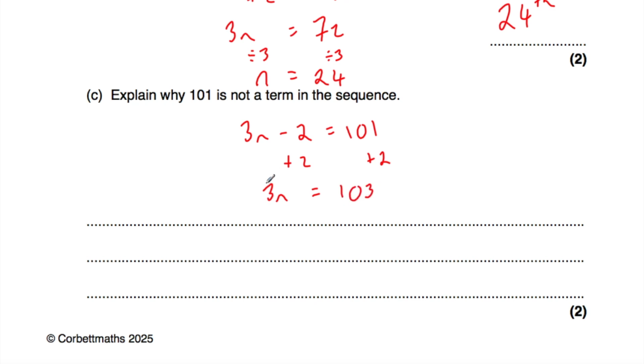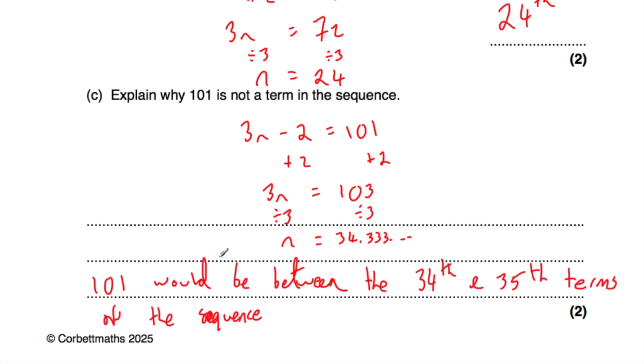Now we want to get rid of this times by 3, so let's divide by 3 and divide by 3. 3n divided by 3 would just be n. And then 103 divided by 3 is equal to 34.333 and so on. So it's not a whole number, it's a decimal number. So that means that 101 would be in between the 34th term in the sequence and the 35th term in the sequence. So let's explain that. And I've just explained that 101 would be between the 34th and 35th terms of the sequence.